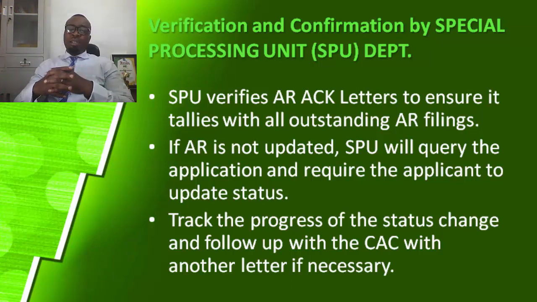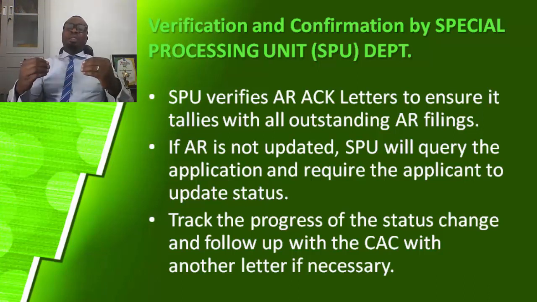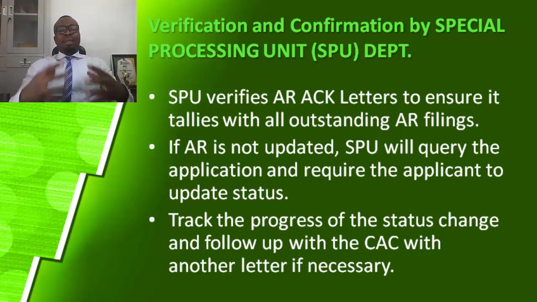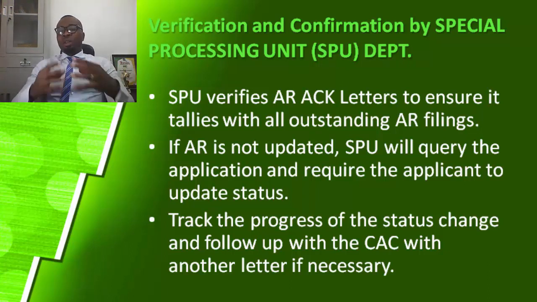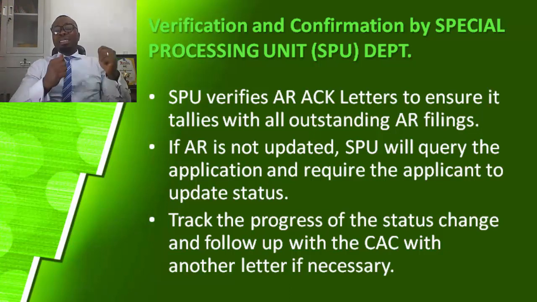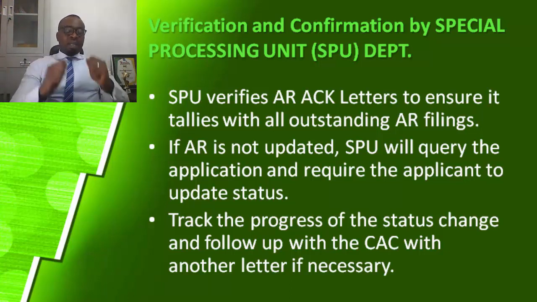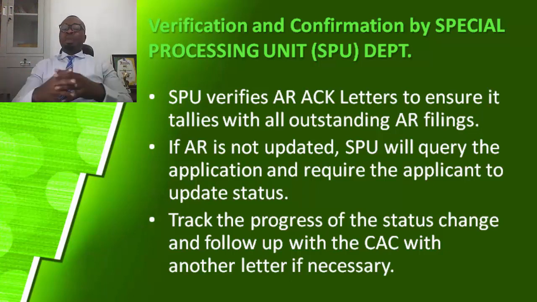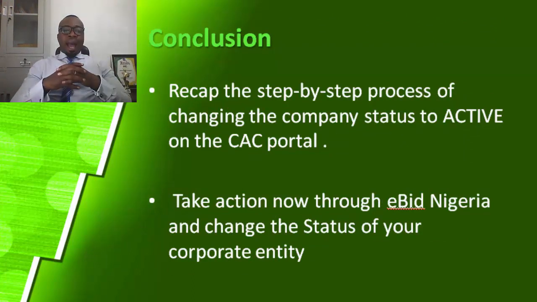All you just need to do is to make sure that you track the status of the process and follow up with the CAC. And if necessary, you have to write another letter to the CAC reminding them of the need to change the status to active. Or you can take the acknowledged copy of the initial letter that you have submitted, put down your phone number, and submit it at the CAC, and they will take it to the SPU department. Then the SPU department will do the necessary thing in order to ensure that it's changed to active.